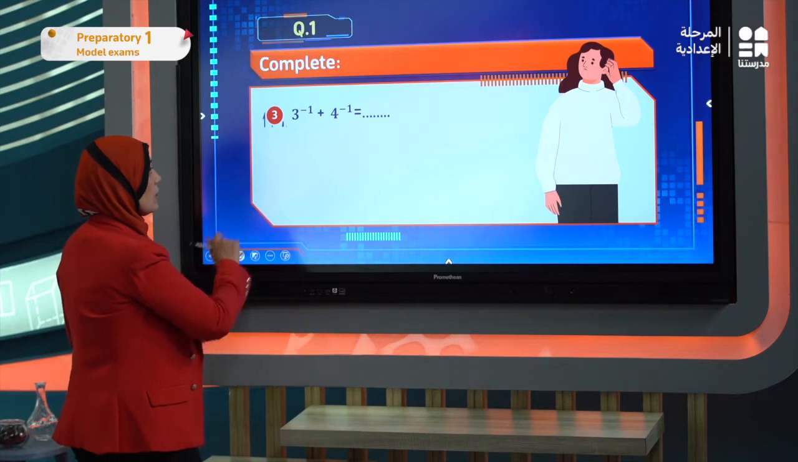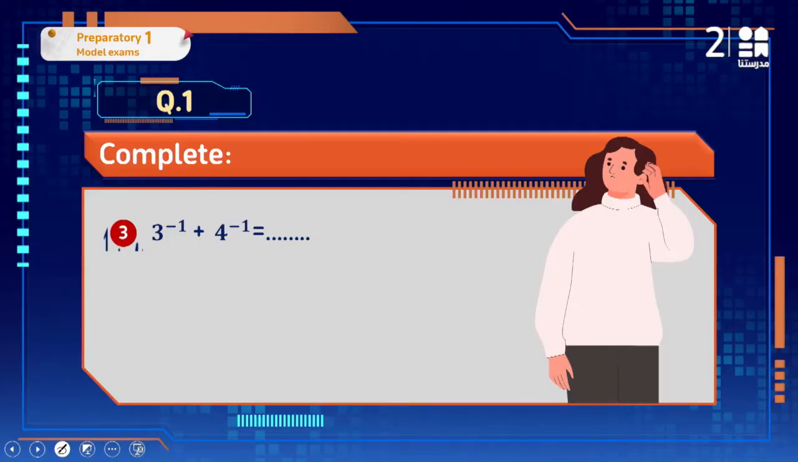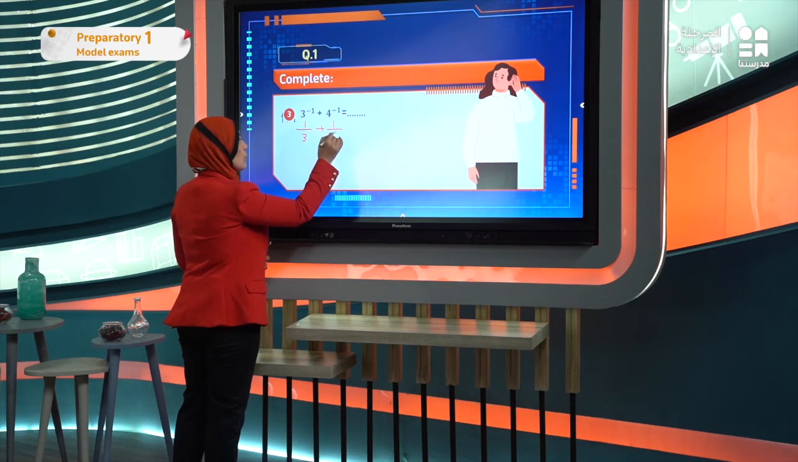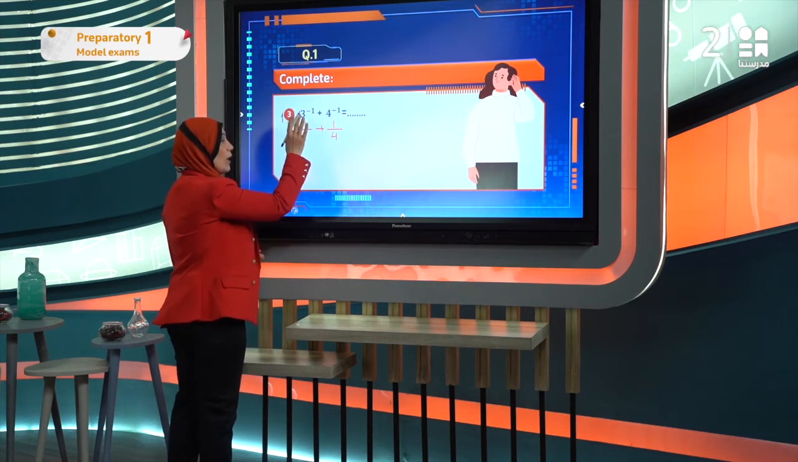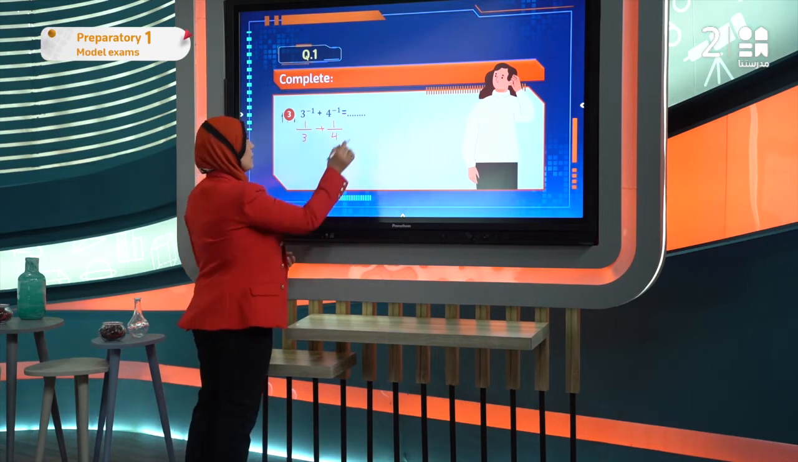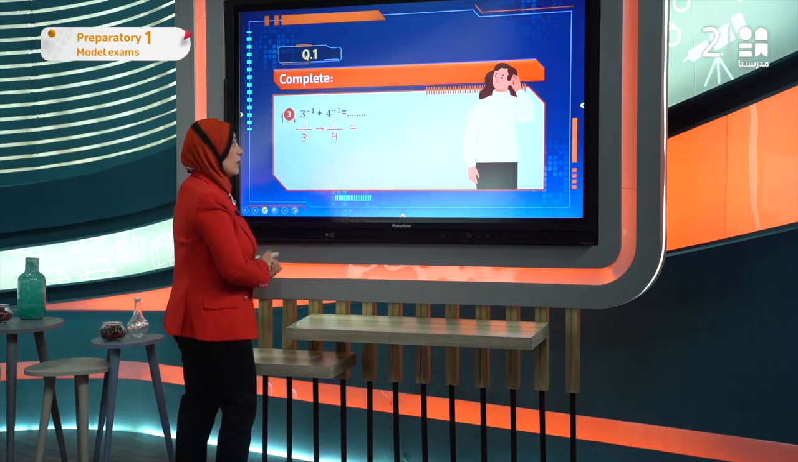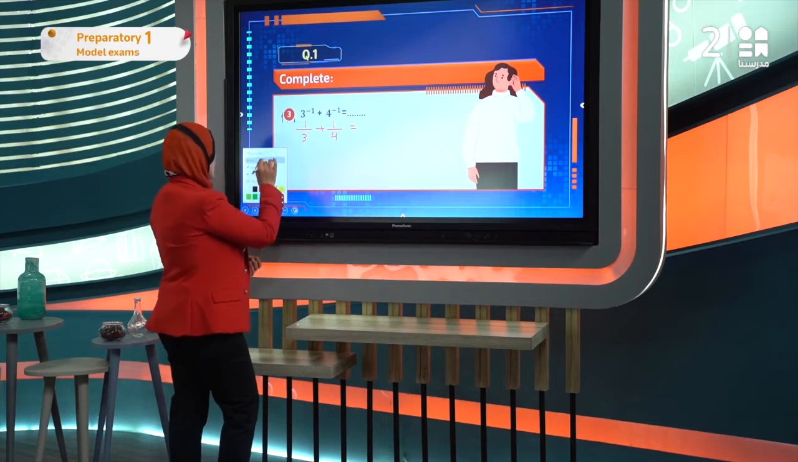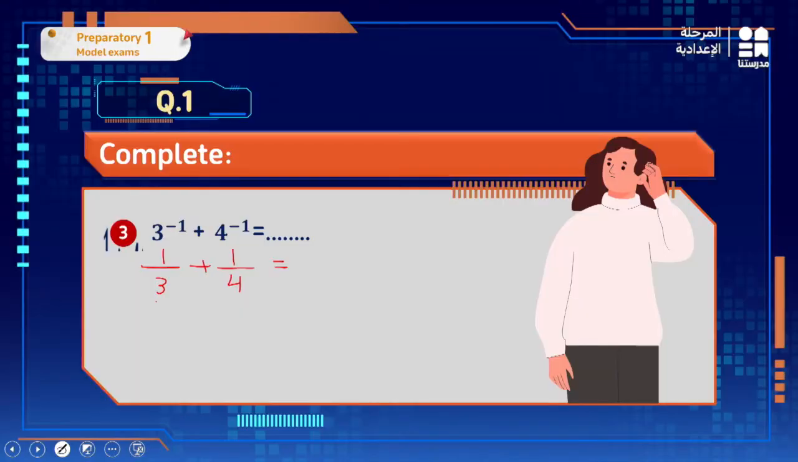Number 3. 3 to the power negative 1 plus 4 to the power negative 1 equals what? 3 to the power negative 1 means 1 over 3 to the power of 1, and there's no need to write the power of 1, we can erase it. Then 4 to the power of negative 1 means 1 over 4 to the power of 1. Then add them. How can we add fractions? By cross multiplication. Which case do we have here? Same denominator? Of course, no.